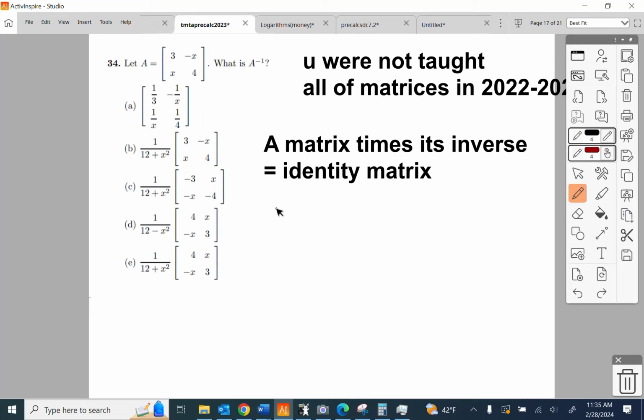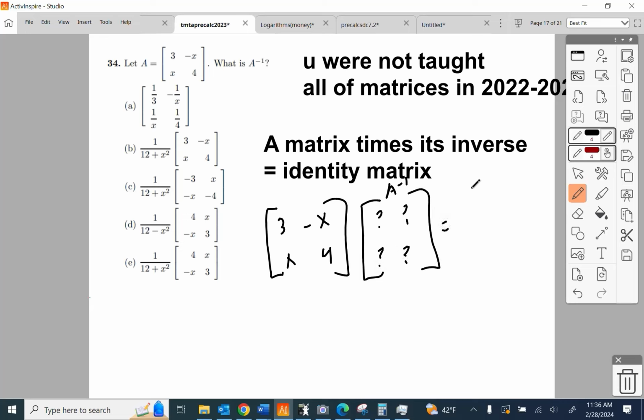Anyways, what this is saying is if I take this matrix, which is 3, -x, x, and 4, and I multiply it by its inverse, which we'll call A to the -1, and it's got 4 things in it, I should get the identity matrix 1, 0, 0, 1. That's the gist of it. Now, doing this by hand is a relatively time-consuming process. So we're going to just cheat.